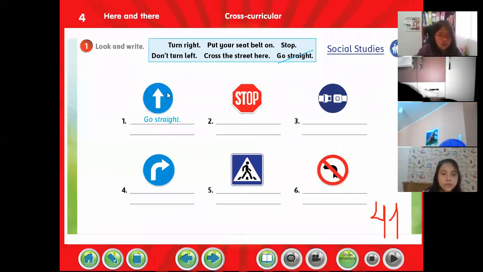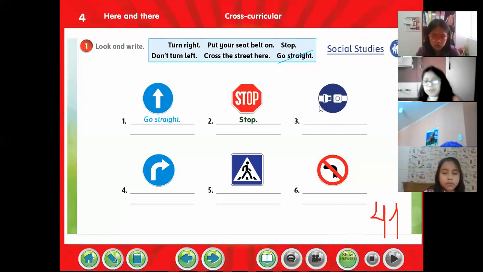Yeah, this sign means go straight. This other means stop, no? The sign means stop. That is a stop, stop. This other sign, what is? Valeria, can you tell me the number 3? Go straight. Cross? No, it's not cross.